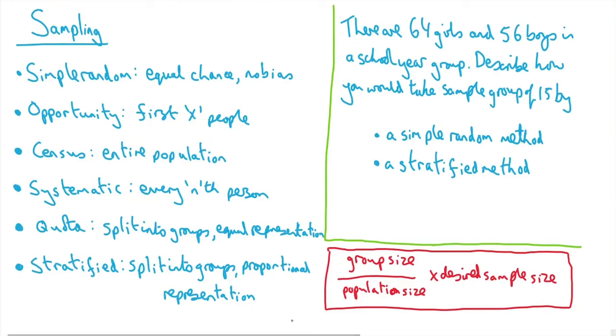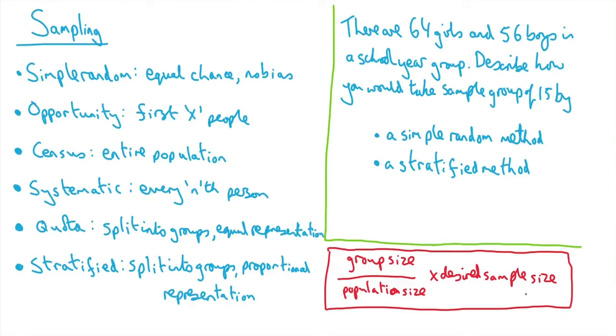Because of this, stratified sampling is the one version of sampling that has an equation, and that's what we see on the right here in red. So the group size divided by the population size times your desired sample size gives you how many people from each group you should take into your sample.